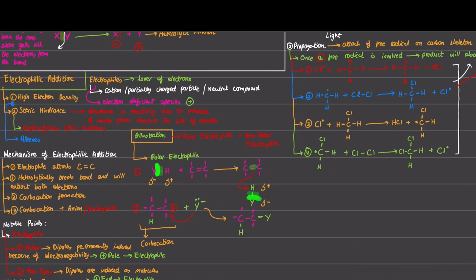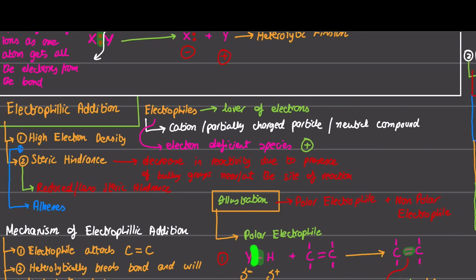Okay guys, so talking about revision, let's just quickly look at electrophilic addition. So for electrophilic addition we need an electrophile. Electrophile is a lover of electron. It could be a cation. This is quite rare in our syllabus because they love to give us something that's partially charged.